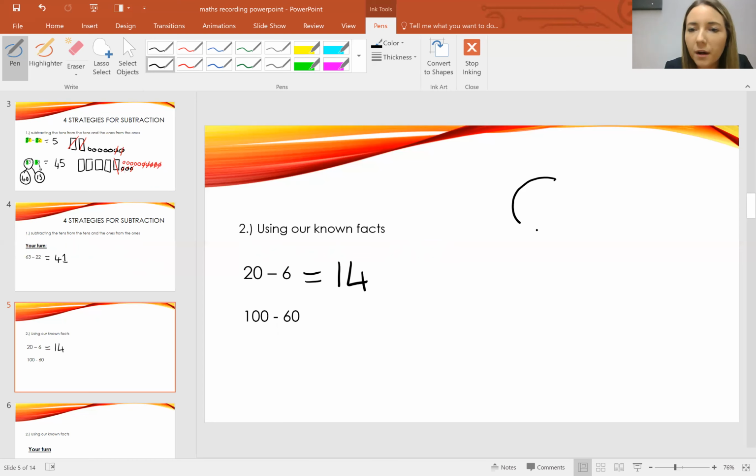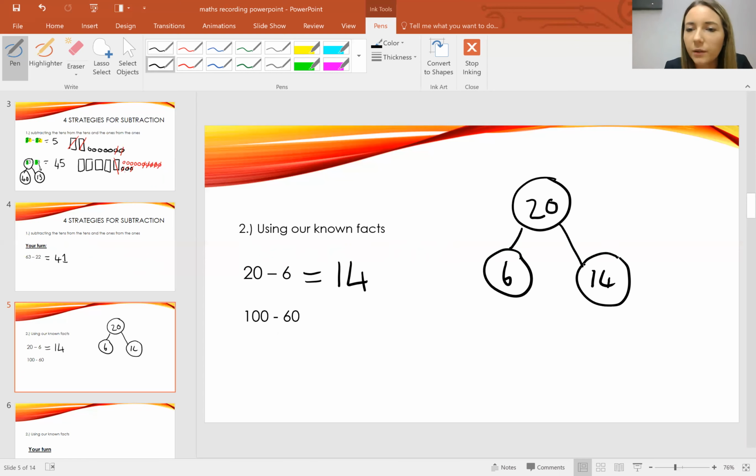Do you remember our cherry models? We know that 6 add 14 equals 20. So we know if we take one of those parts away, then we're left with the other part, which is 14.